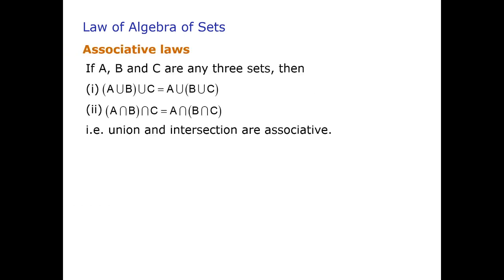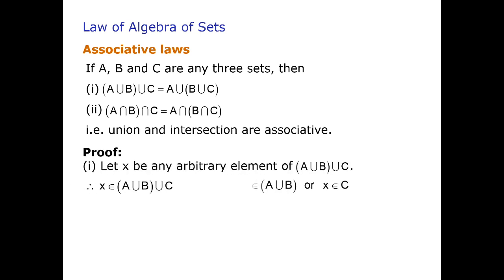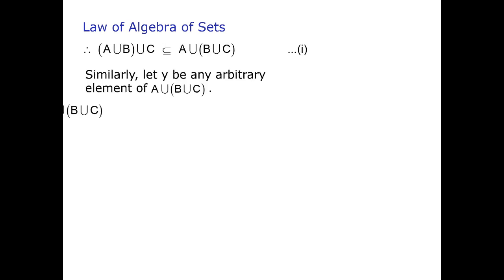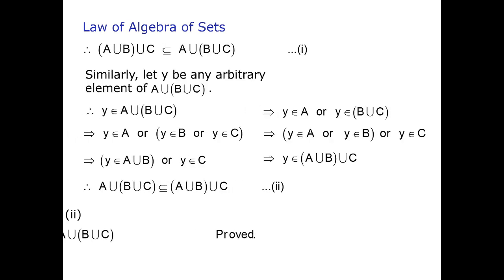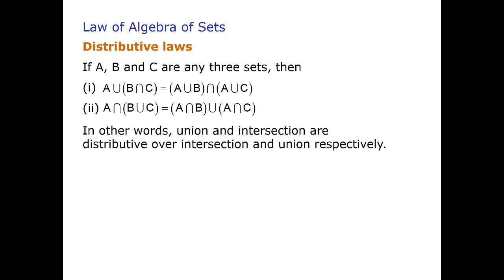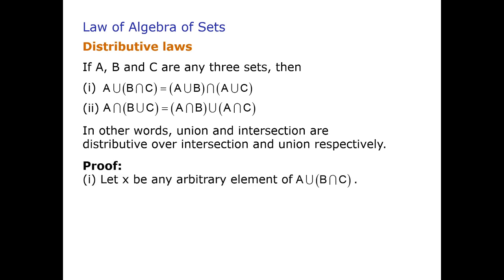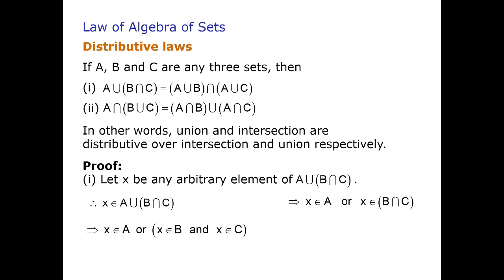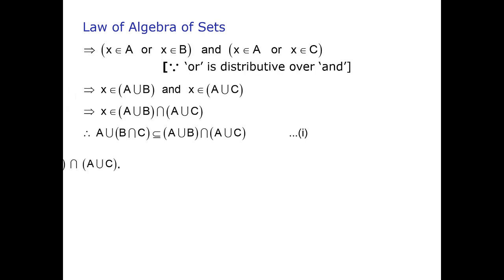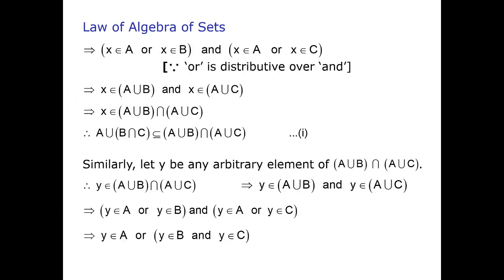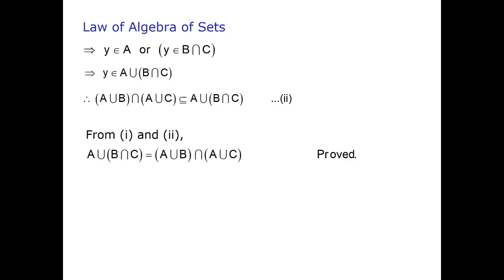Associative law, that is A union B union C is the same, a simple shuffling of the brackets. Either you merge A and B and then C, or A merges with B and C. Similarly for the intersection it follows. Distributive law, here union distributes over intersection and vice versa. No need of doing the proof. You can prove it by using a Venn diagram as well.